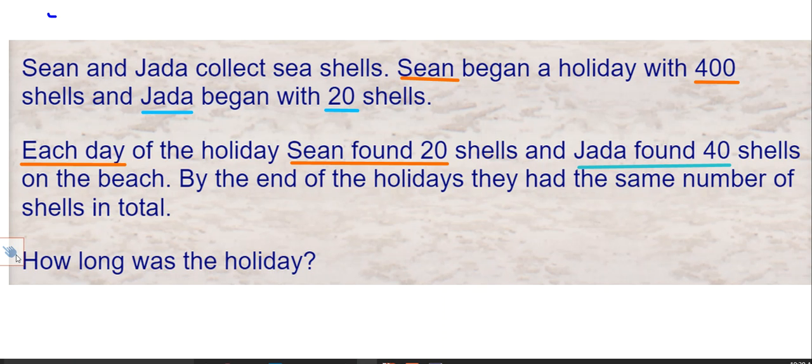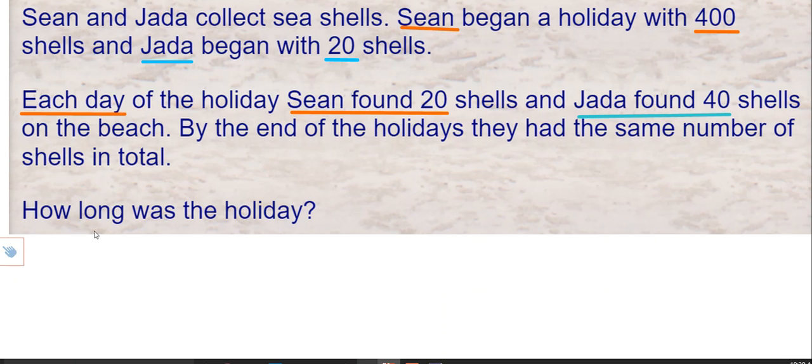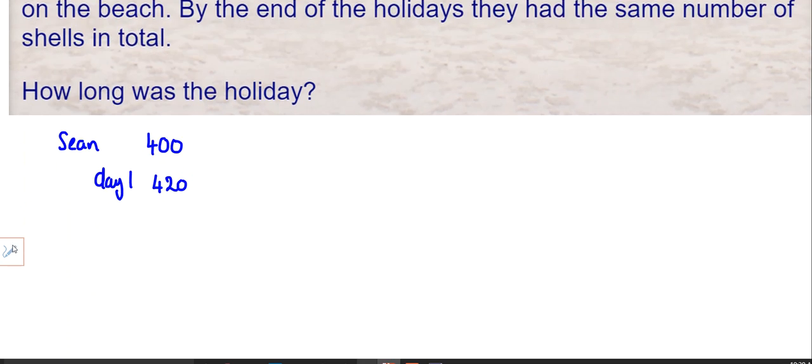So if we were just to write that out, so Sean started with 400 shells. So day one, how many shells does he end up with? 420. Day two, he ends up with 440. Day three, he ends up with 460. Day four, 480. Day five.